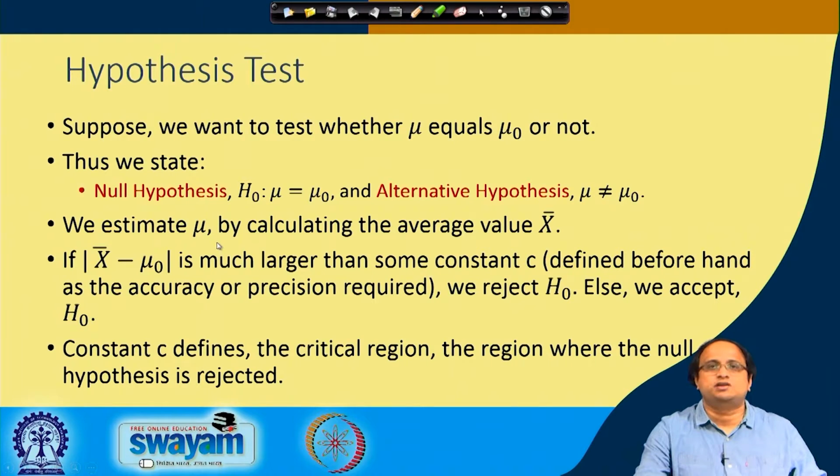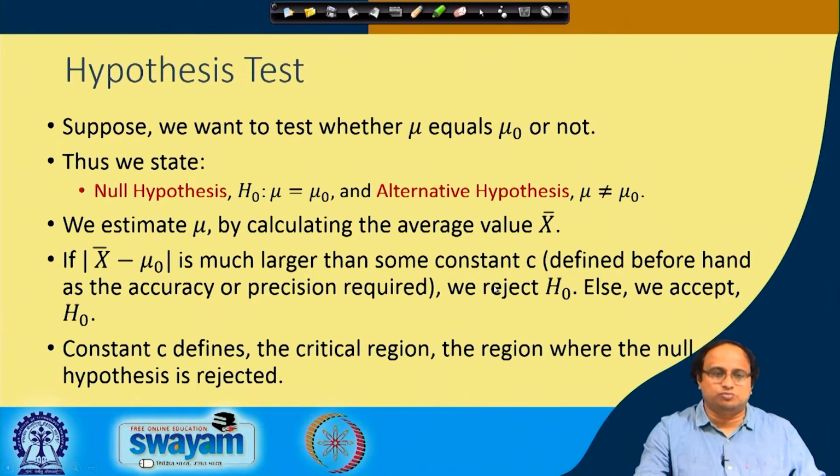Now we estimate mu by calculating the average value x bar, because we do not know the actual value of mu. The idea is that if x bar minus mu naught, where mu naught is the value you are testing whether mu is equal to, turns out to be such that the empirical mean's absolute error is much larger than some predefined constant, then we reject. This predefined constant is often given beforehand, depending upon the accuracy or precision that is required.